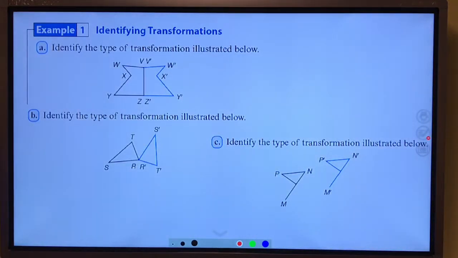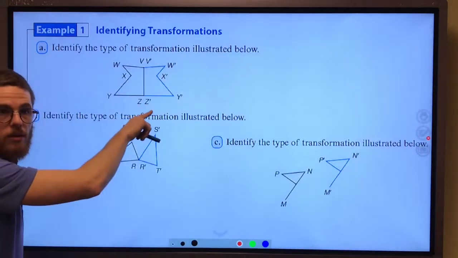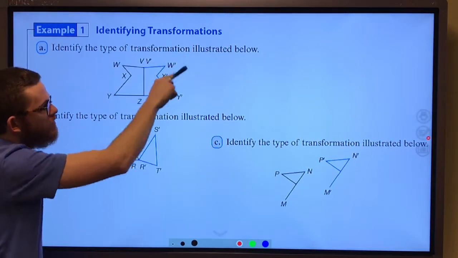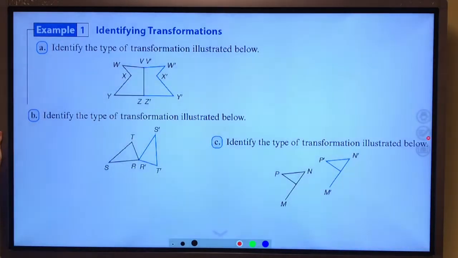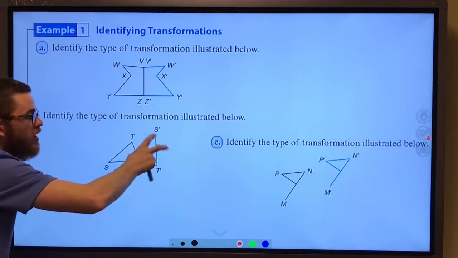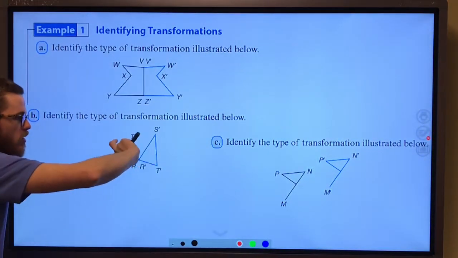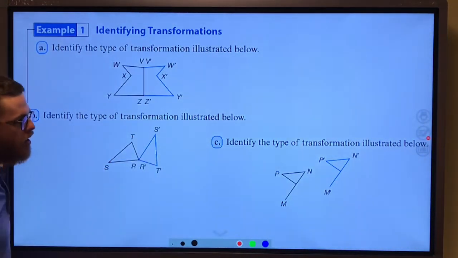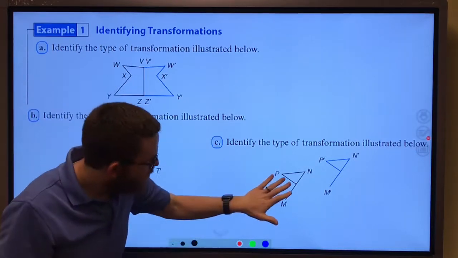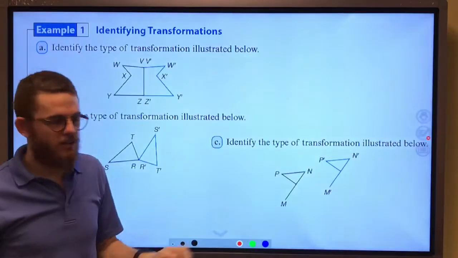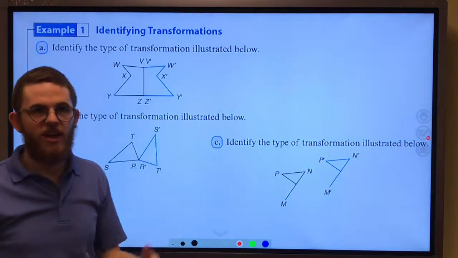All right, so we're identifying the type of transformation. We can see this first one right here is a reflection. We can see the pre-image and the image. It's been reflected to get the image. Here, this is rotating about point R. That is a rotation. And finally, from this figure to this figure right here, it has translated. It is a translation because it is a slide.